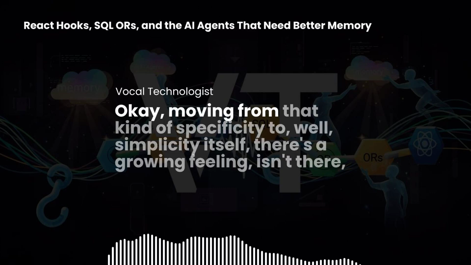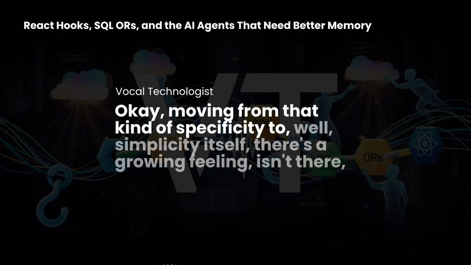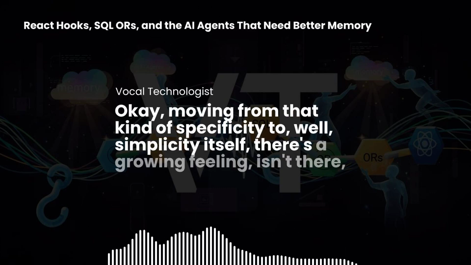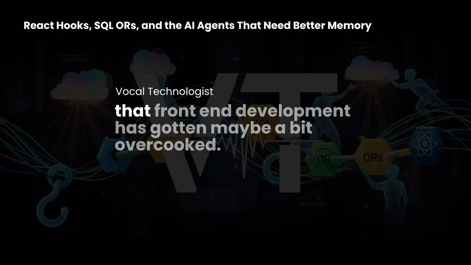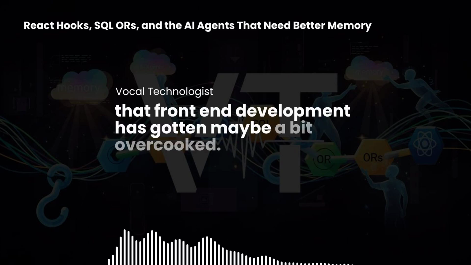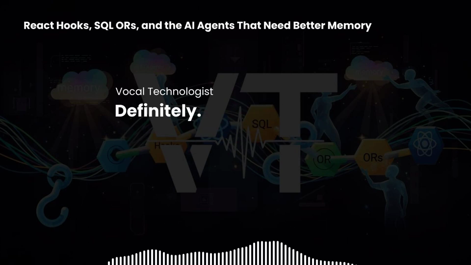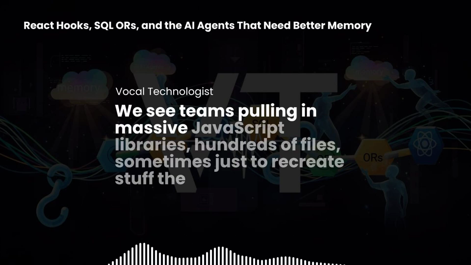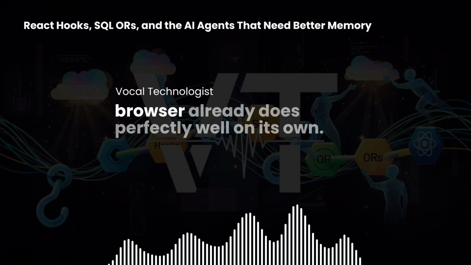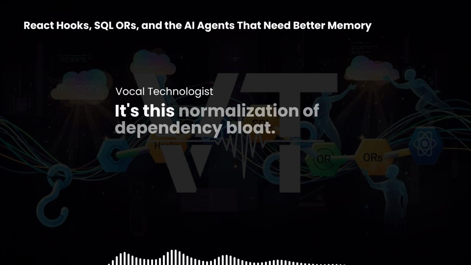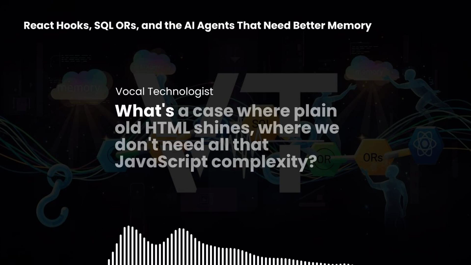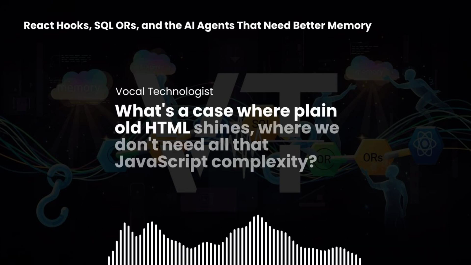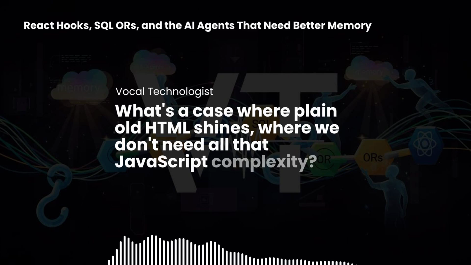Okay, moving from that kind of specificity to simplicity itself. There's a growing feeling that front-end development has gotten a bit overcooked. Definitely. Unnecessarily complex is a good way to put it. We see teams pulling in massive JavaScript libraries, hundreds of files sometimes, just to recreate stuff the browser already does perfectly well on its own. It's this normalization of dependency bloat. So give us an example. What's a case where plain old HTML shines, where we don't need all that JavaScript complexity?